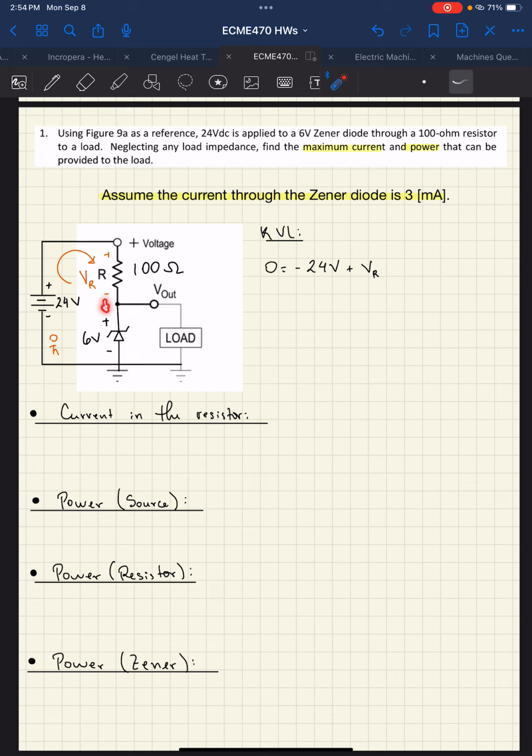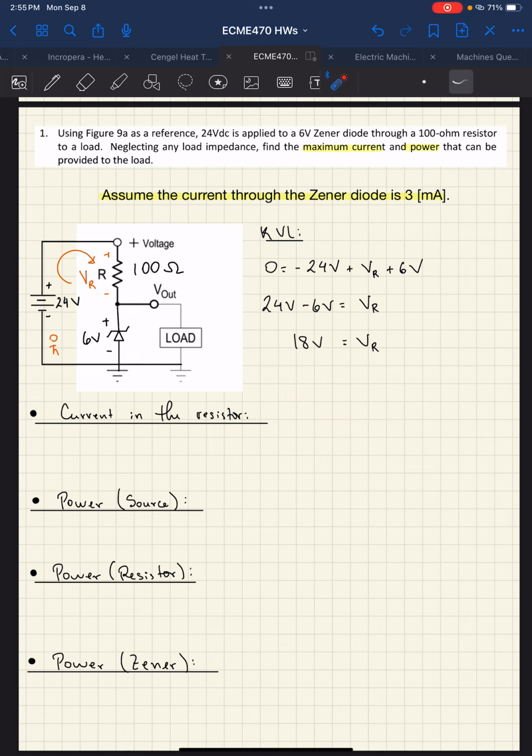Then the next voltage is the Zener diode. They give us that the voltage across the Zener diode is 6 volts, and of course the first sign that we encounter is plus, so it's plus 6 volts. So you can now solve for the voltage drop across the resistor just by using Kirchhoff's voltage law. We have this and this, so we can solve for V sub R with a little bit of algebra, and we find V sub R turns out to be 18 volts. That's going to be a very useful piece of information to help us solve this problem.